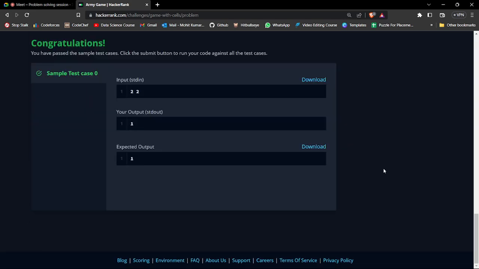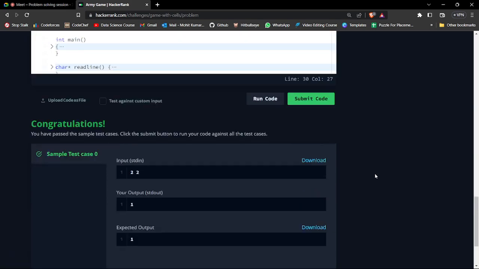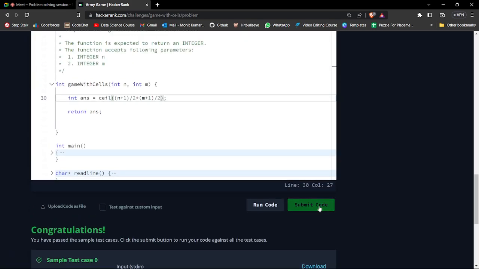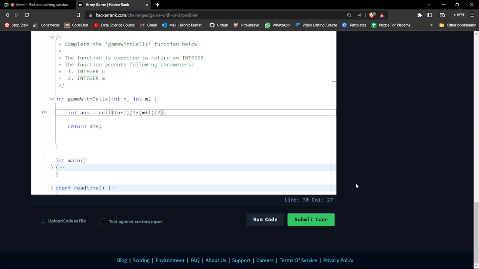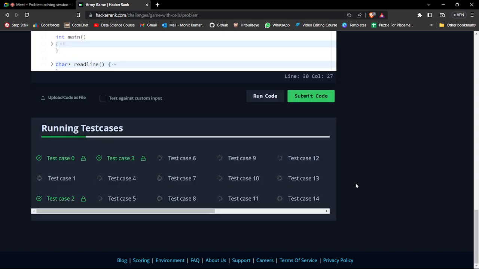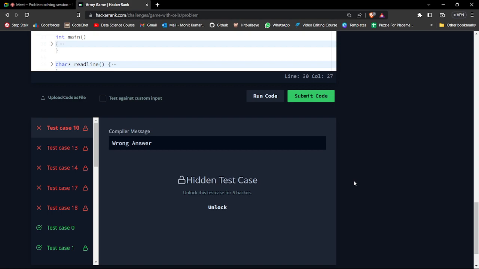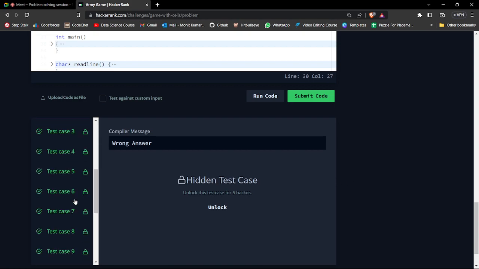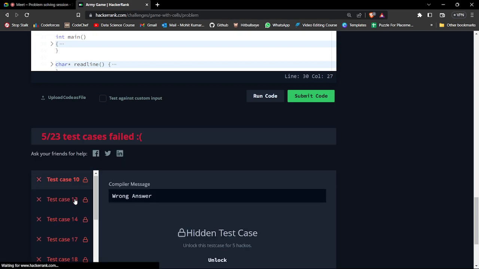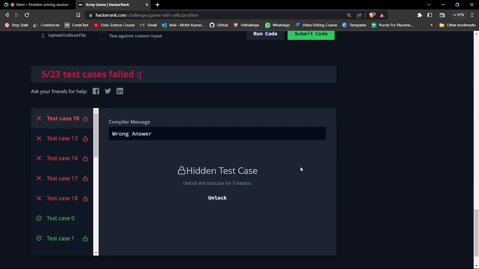Oh, it is right. I don't know. It's right. Okay, let's just submit it first, then we'll move to the next. Okay, so we are getting some of the test cases wrong. Right. So this is what I wanted.